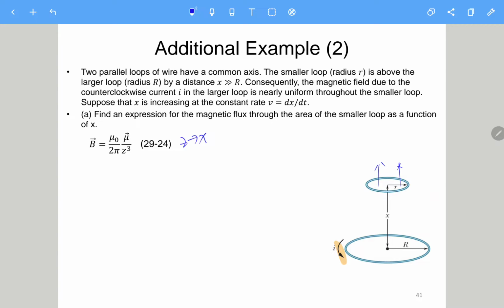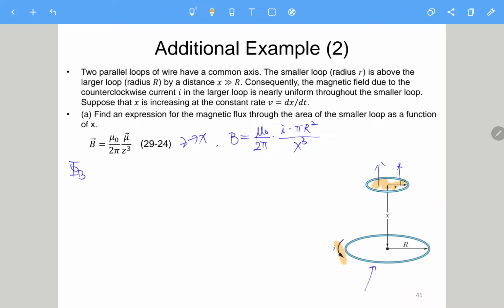Here we write B equals mu 0 over 2 pi, and then this mu is I times A, so I times pi capital R squared, because this is the magnetic dipole with the current, so we use pi capital R squared, and then over x cubed, like this.